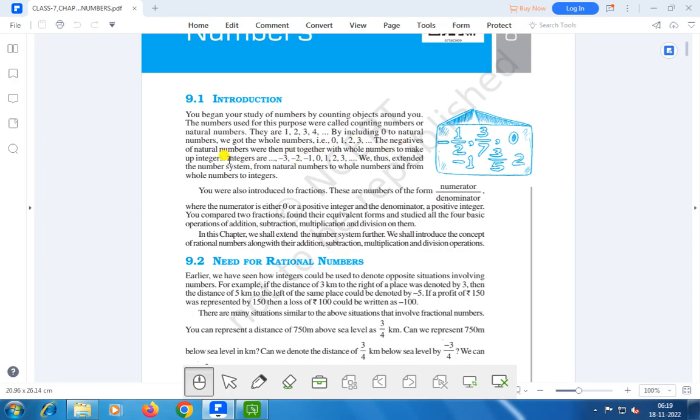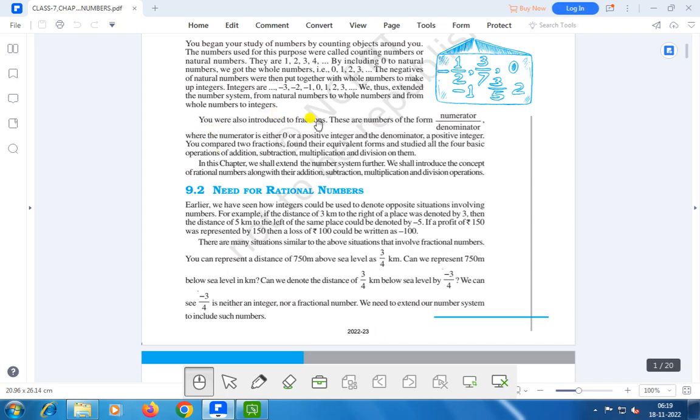The negatives of natural numbers were then put together with whole numbers to make up integers. Integers are -3, -2, -1, 0, 1, 2, 3, etc. We thus extend the number system from natural numbers to whole numbers and from whole numbers to integers.